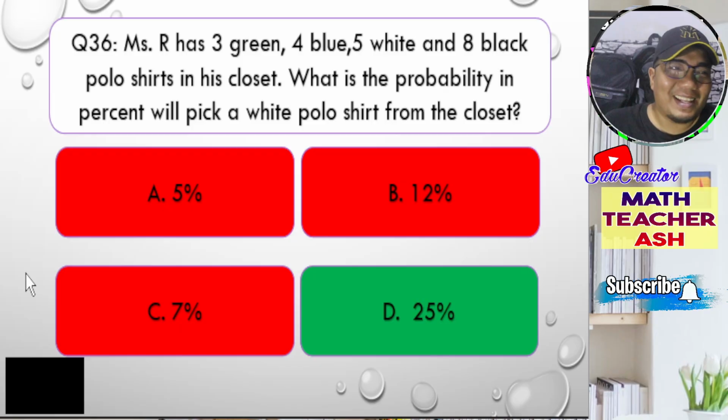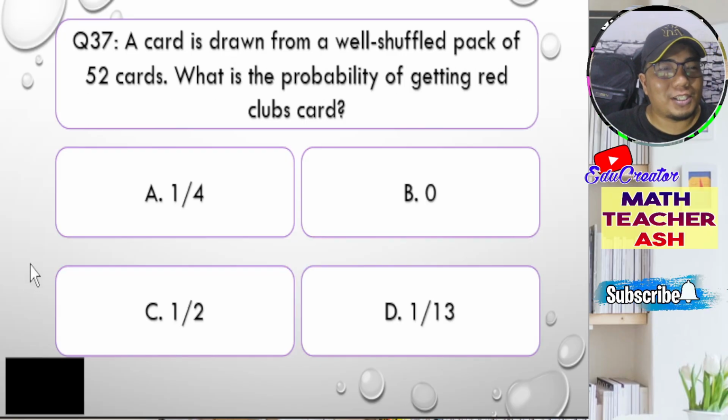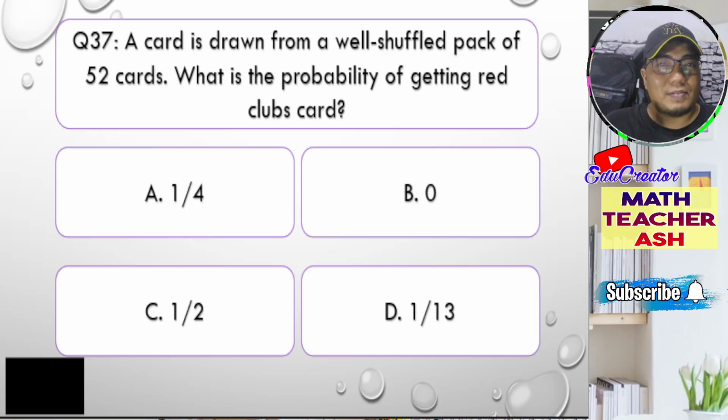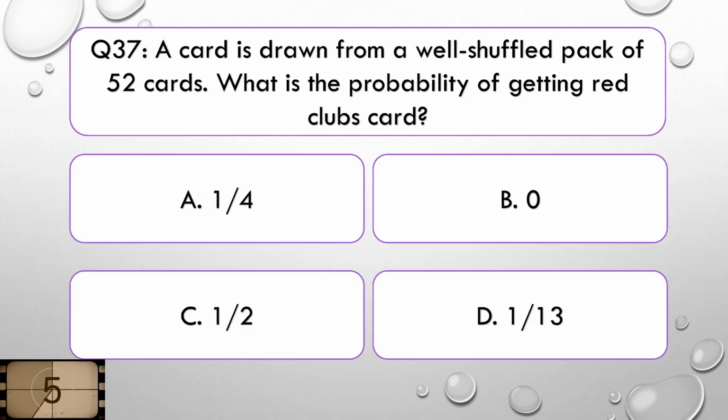Alright, easy, right? Now, let us go to question number 37. A card is drawn from a well-shuffled pack of 52 cards. What is the probability of getting red club's card? Is it A, 1/4, B, 0, C, 1/2, or D, 1 over 13? I'll give you 5 seconds to think about your answer.